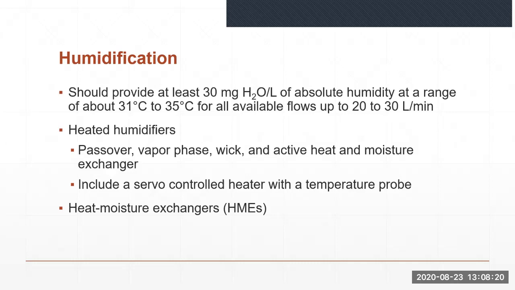Heated humidifiers typically include a servo-controlled heater with a temperature probe that is placed close to the patient's airway. These devices are typically equipped with a temperature display and a temperature alarm. The high temperature alarm is set at 37 to 38 degrees Celsius so that the inspired gas does not exceed 37 degrees Celsius. A minimum alarm setting of 30 degrees Celsius is appropriate.